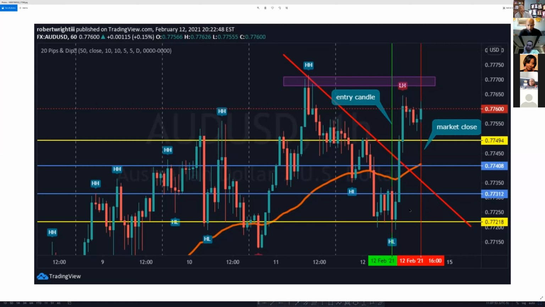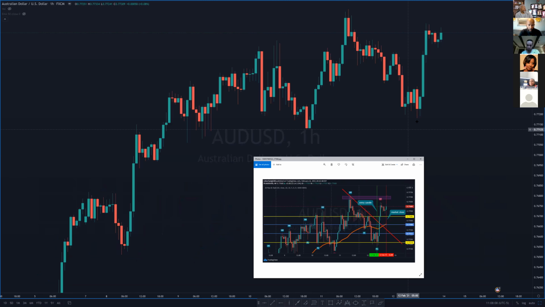Looking at this, I know it's a screenshot so we can't really measure it, but my first question, based on the 20 pips and dip strategy, is about a particular candle I want to measure. Which one do you want me to measure? Where the break happens on that long bearish candle. This one? Yeah, that break.